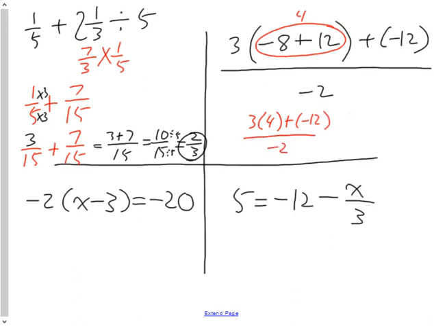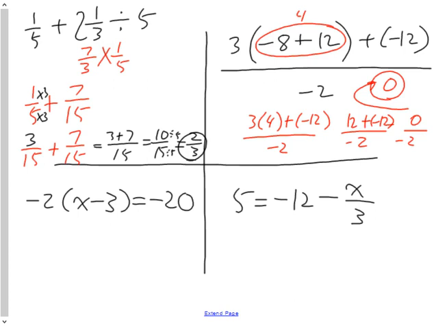3 times 4 is 12, and 12 plus -12 divided by -2 will be 0 divided by -2. And 0 divided by any number is still going to be 0. So our final answer is 0.